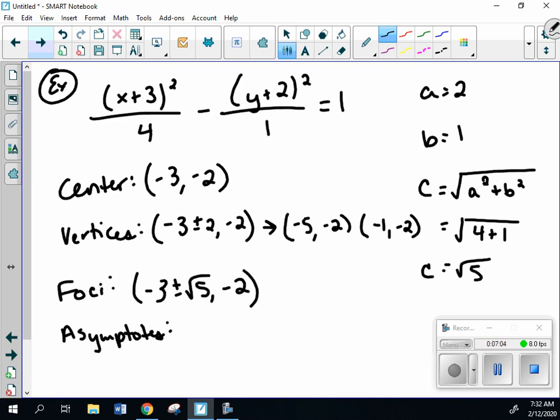Since it's the square root of 5, I'm not going to break that down. It doesn't gain me anything, right? It's just an extra step. Asymptotes, y equals plus or minus, we have b over a, so we have 1 over 2 x. So that's the information you'd be looking for based on your equation. You have to do a little bit of math in order to figure out your c value, but not bad.